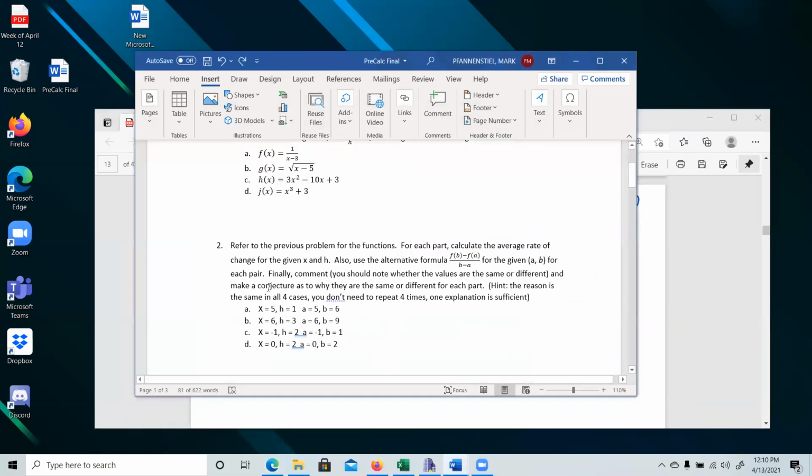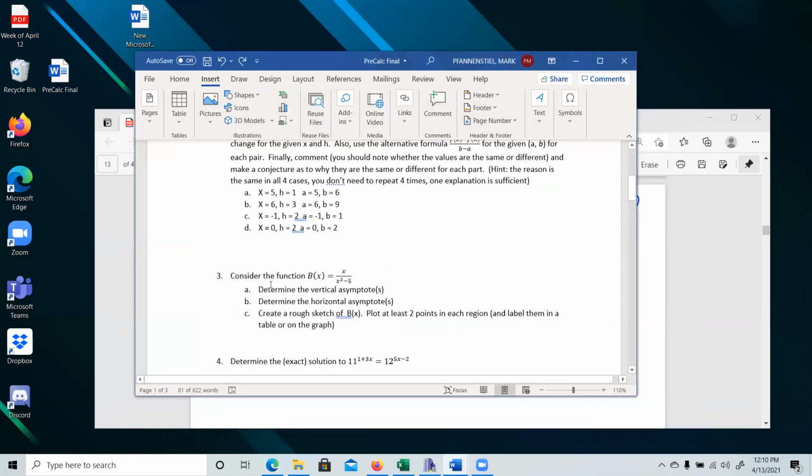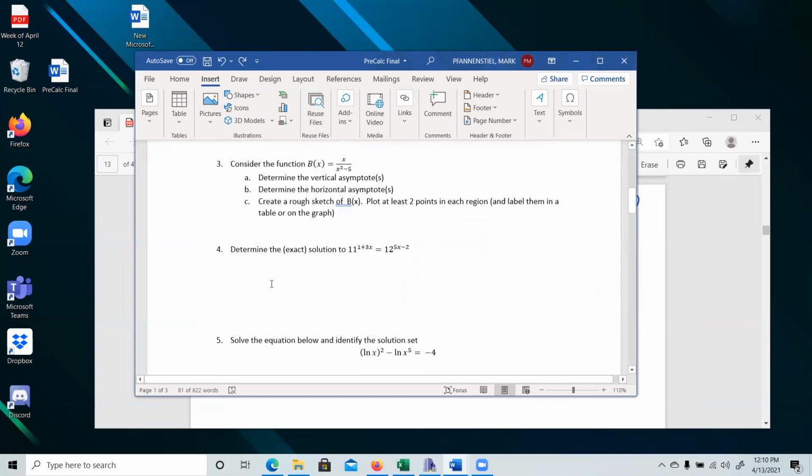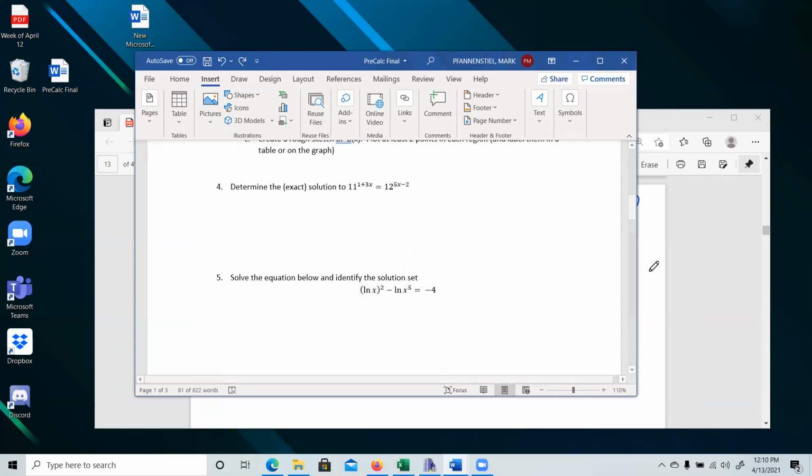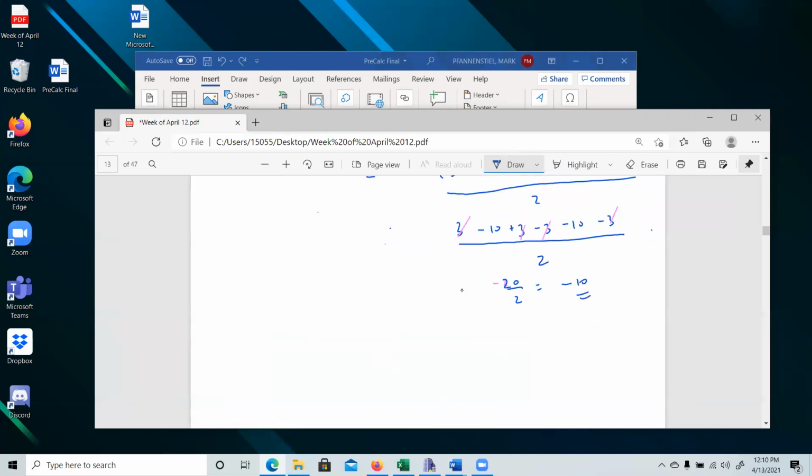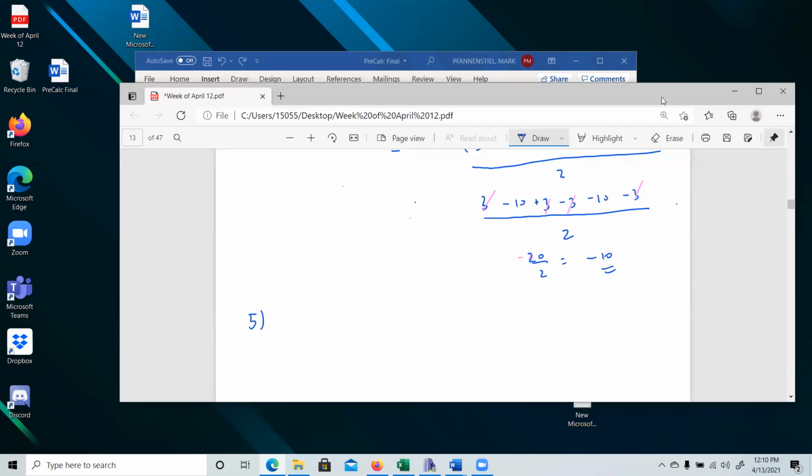All right. So let's see here. Let's jump to number 5. So let's see here. We have, what are we doing here? We have (ln x)^2 minus ln x^5 equals negative 4.